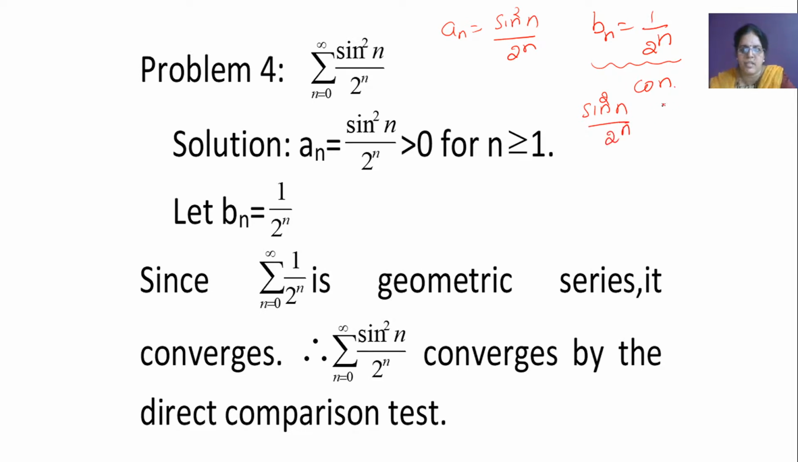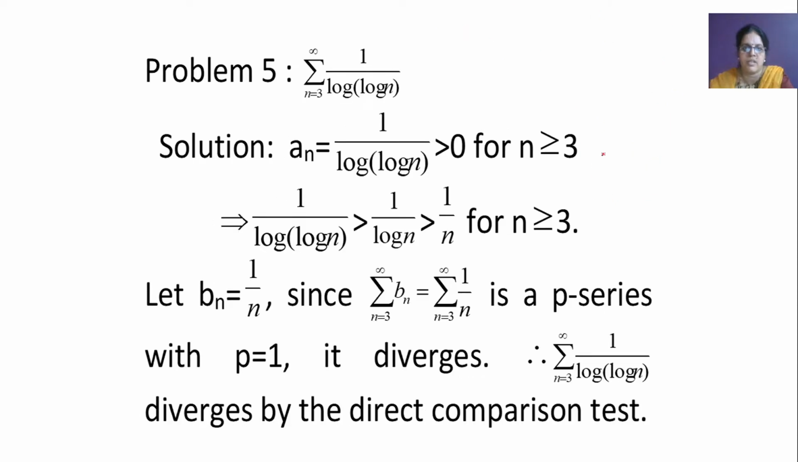This is less than 1 by 2 power n because sine theta is always less than 1. So sine square n is less than 1. So divide by positive term 2 power n. So this is now an, this is less than bn, sigma bn, geometric series converges. So sigma an also converges.